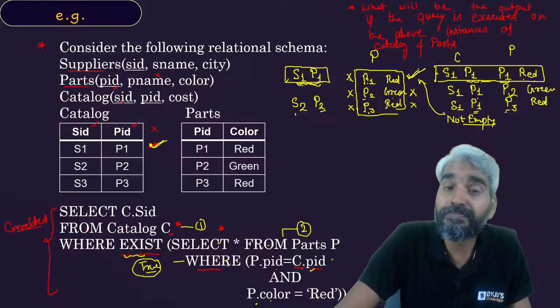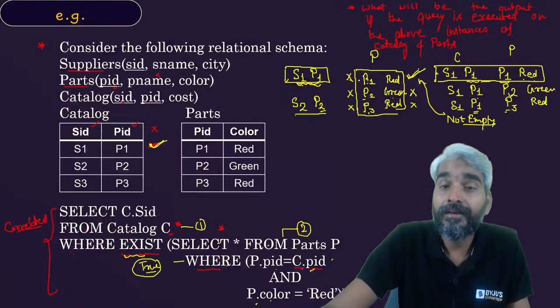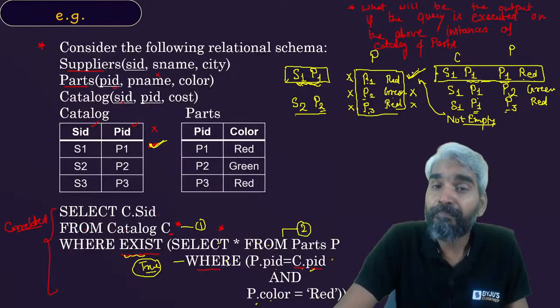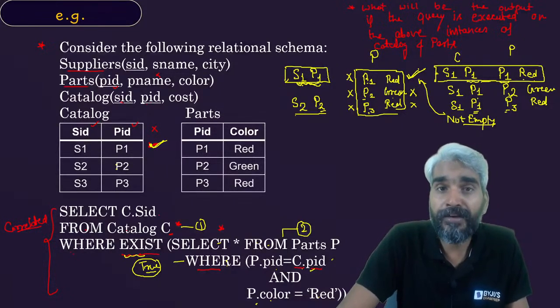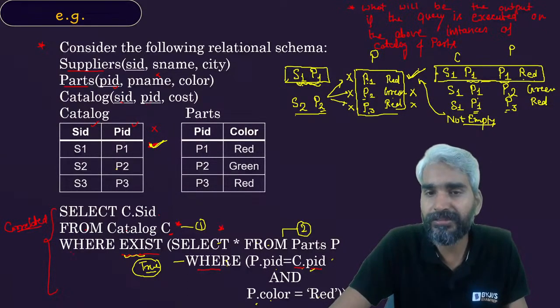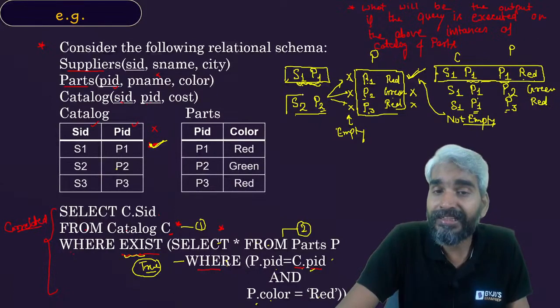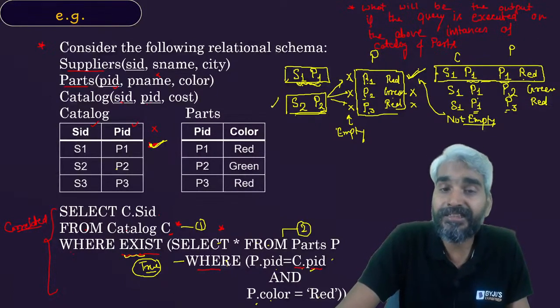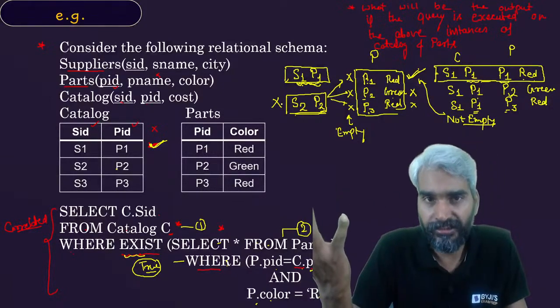With respect to the second tuple of relation C, we have checked the complete part table, and for the second tuple of relation catalog, the inner query result is empty. So this is false, this is false, this is false. So empty, and because it is empty, EXISTS will return false, and this tuple will not be used for further consideration.